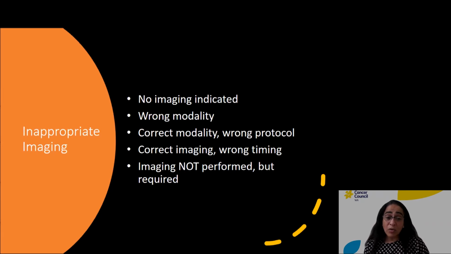At times, correct imaging may be performed, but the timing of it may be wrong, and things might not show up on that CT scan or MRI study or whatever study you're doing. So that constitutes inappropriate imaging too. Not performing imaging when it's indicated also is inappropriate.